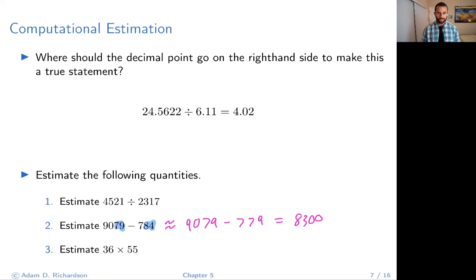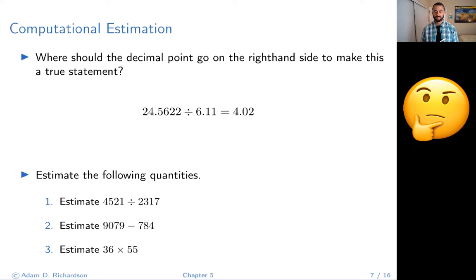Okay, now let's go to the third one. So just like before, I want you to take a couple minutes and estimate 36 times 55. Estimate.